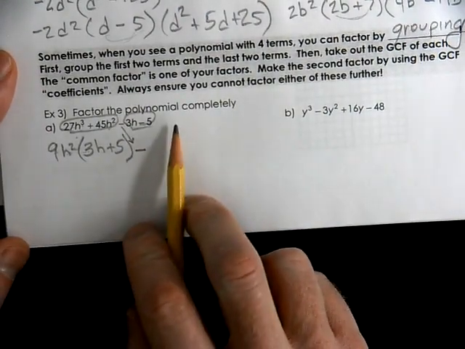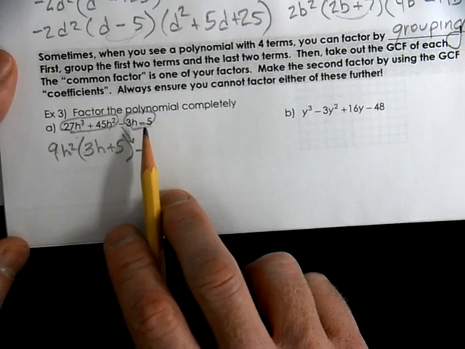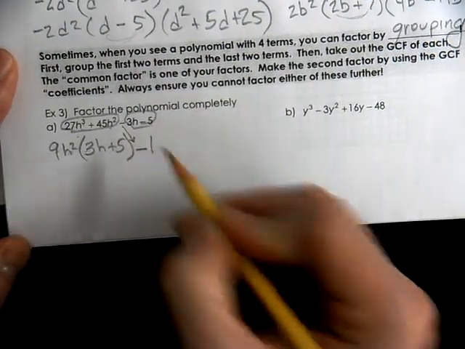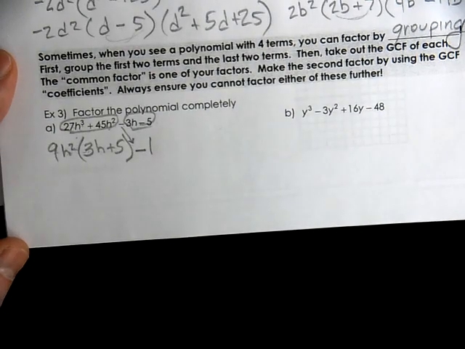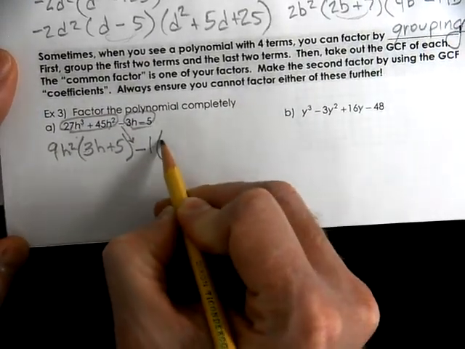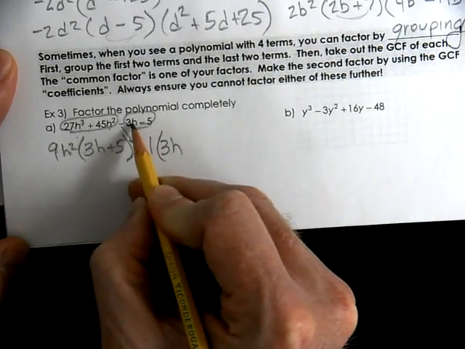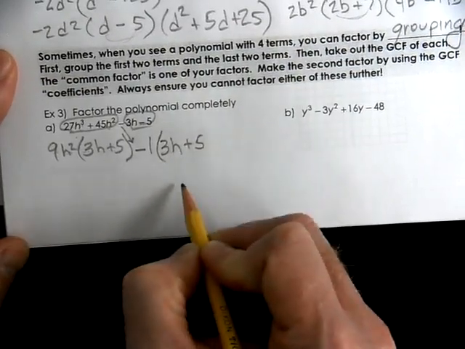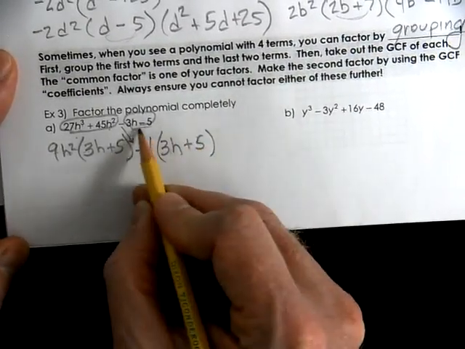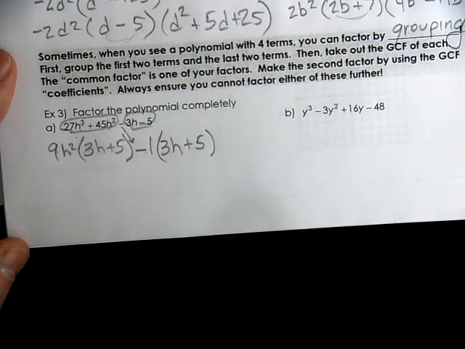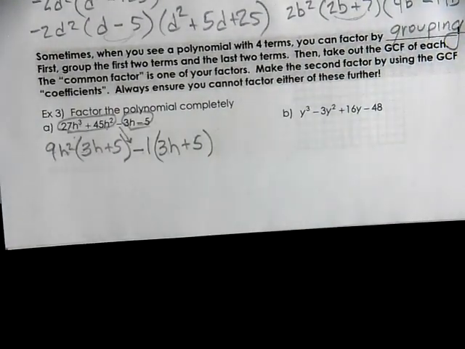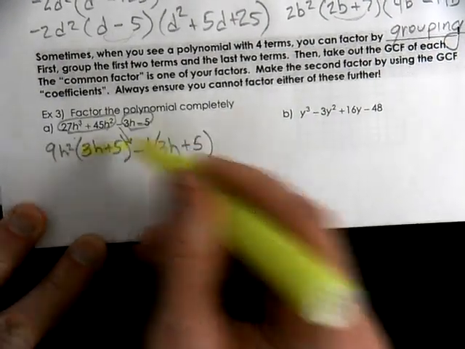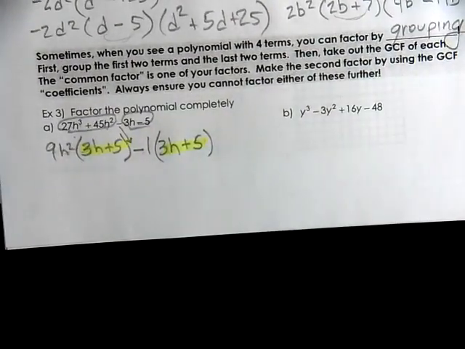Now I look at 3h and 5. 3h and 5 has nothing that divides into both of them. So you have to at least pull out something. You've got to have a place holder. So pull out a negative 1. Negative 1 times 3h makes negative 3h. Negative 1 times a positive 5 makes negative 5. So notice how these two, what's inside the parentheses, these two parentheses are exactly the same.